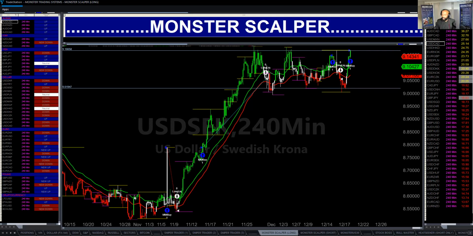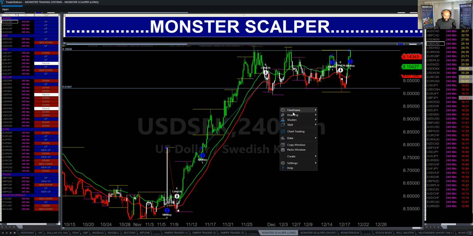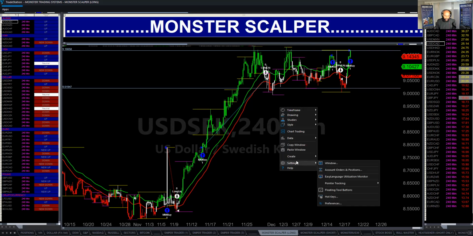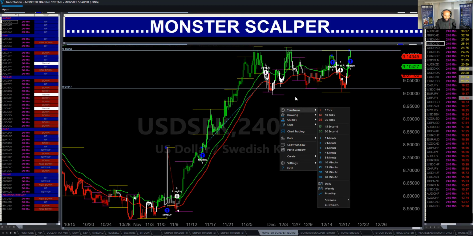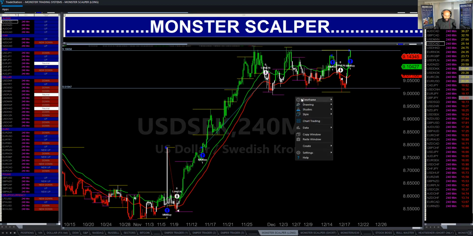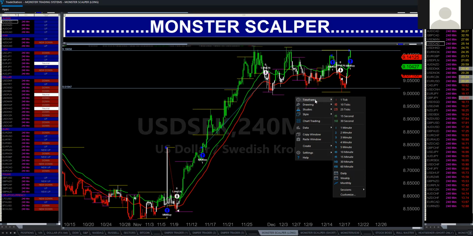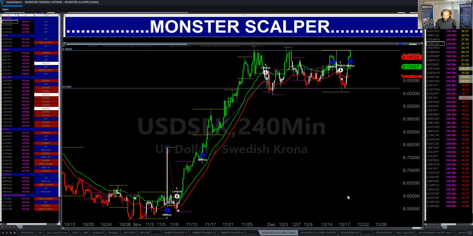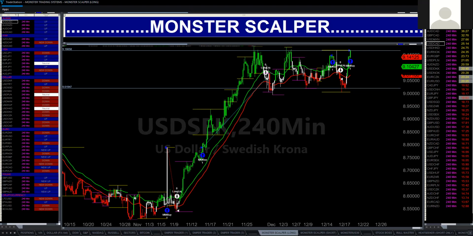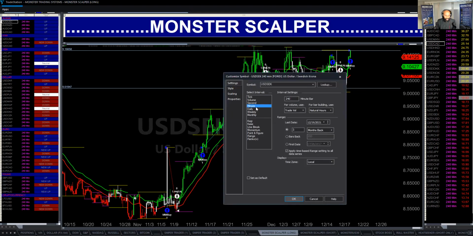Okay, so this is what I want you to do. Go to time frame. Right click on your chart, highlight time frame and then go all the way to the bottom to customize. Are you there? Okay, so customize, and it should be on the minute and then 240.